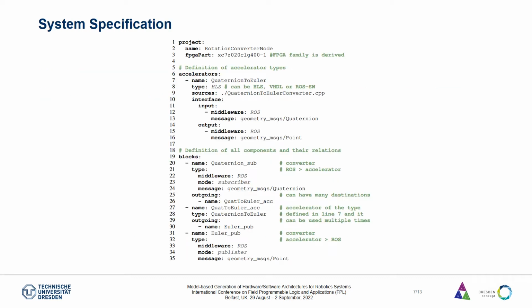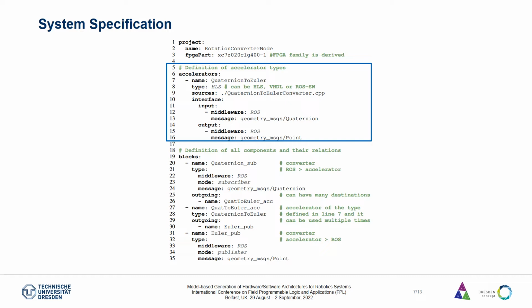Here we see what the system specification for the architecture shown before looks like. It is composed of three parts. The project name and the FPGA part are defined in the first one. From here, the FPGA family can be derived, which will dictate how to set certain configurations. The second one is where all the accelerators are defined by their type, either in HLS or VHDL, and this can be extended. Moreover, one component can be implemented in software with the intention to be accelerated.